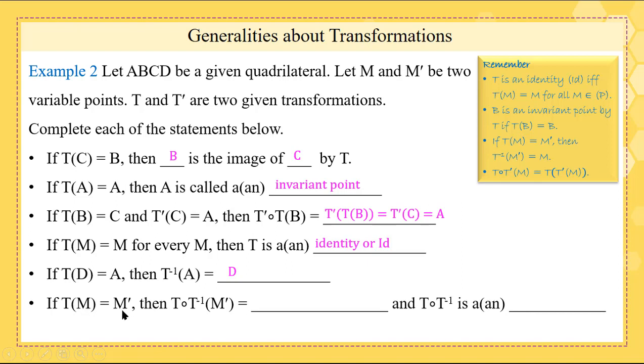If T of M is equal to M prime, then T round T minus 1 of M prime is equal to T of T minus 1 of M prime. And T minus 1 of M prime is equal to M, we get T of M, which is M prime. And T round T minus 1 is an identity or ID since T round T minus 1 of M prime is equal to M prime according to the first remark.